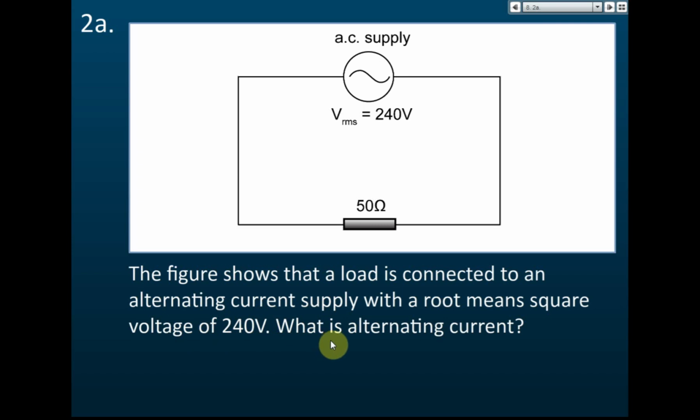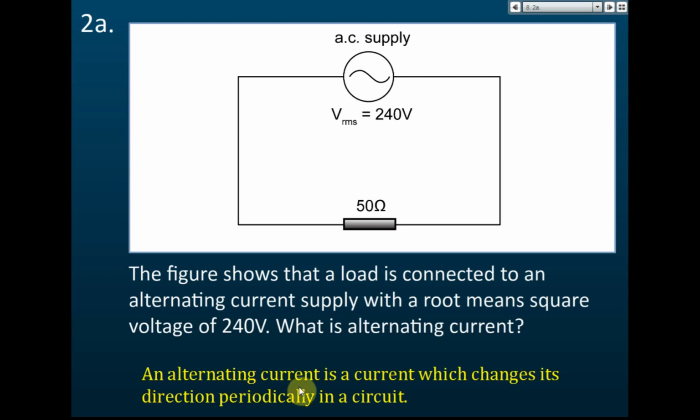What is alternating current? They want us to tell the definition of alternating current. By definition, an alternating current is a current which changes its direction periodically in a circuit. So alternating current keeps on changing its direction. Let's say initially the current moves clockwise, and then it will move counterclockwise, clockwise, counterclockwise. Alternating current is a current which changes its direction periodically in a circuit. So that is the definition of alternating current.